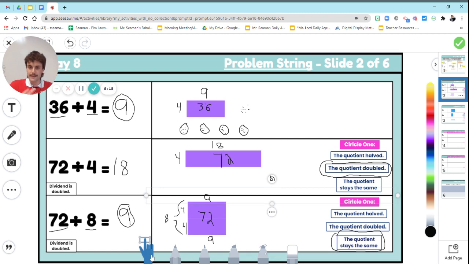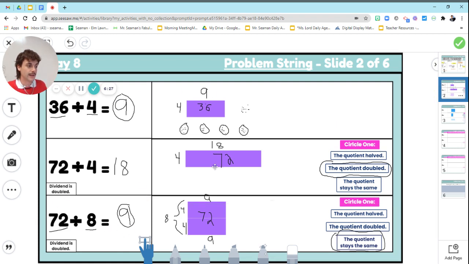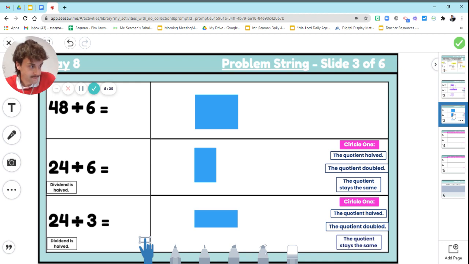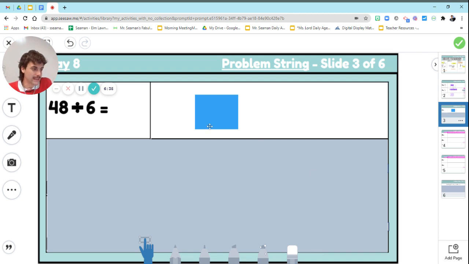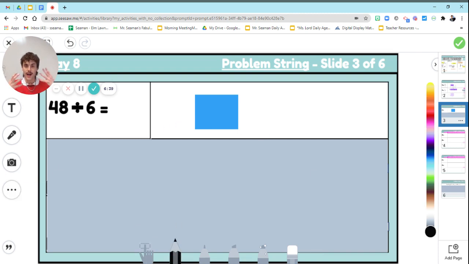All right, let's keep going here. Remember that our goal is to look for the relationship between the first problem and the third problem. So if we keep going here, we can see 48 divided by 6. When we do 48 divided by 6, I'm going to quickly mark down. I made another array model because array models are so easy, and that's going to be your homework. So make sure that you are understanding how I'm doing this.